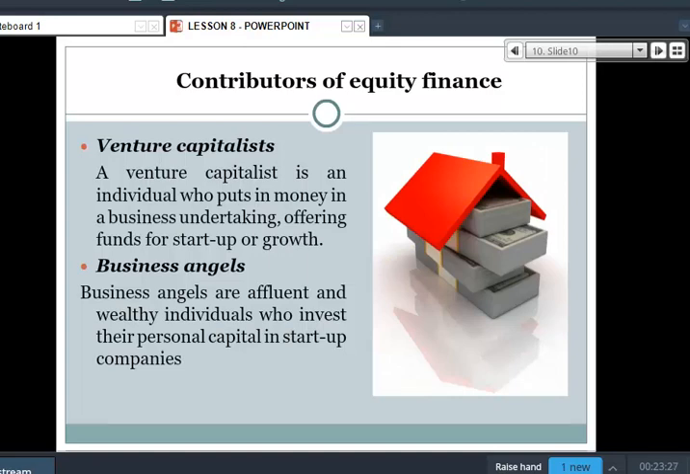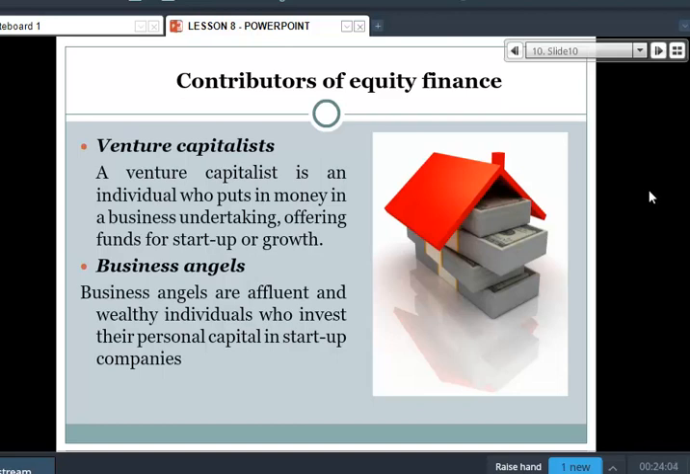Contributors of the equity finance: venture capitalists and business angels. A venture capitalist is an individual who puts money into a business undertaking, offering funds for startup or growth business. So normally venture capitalists are individuals who are interested in investing some money in a certain startup business.